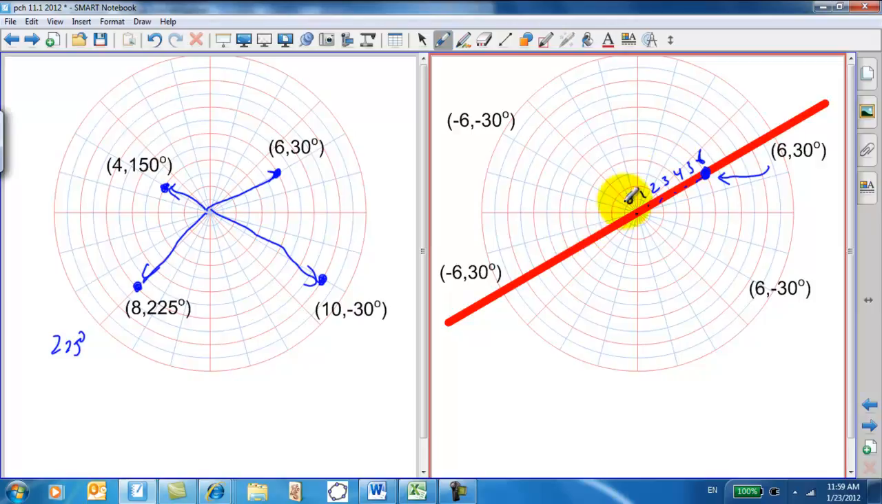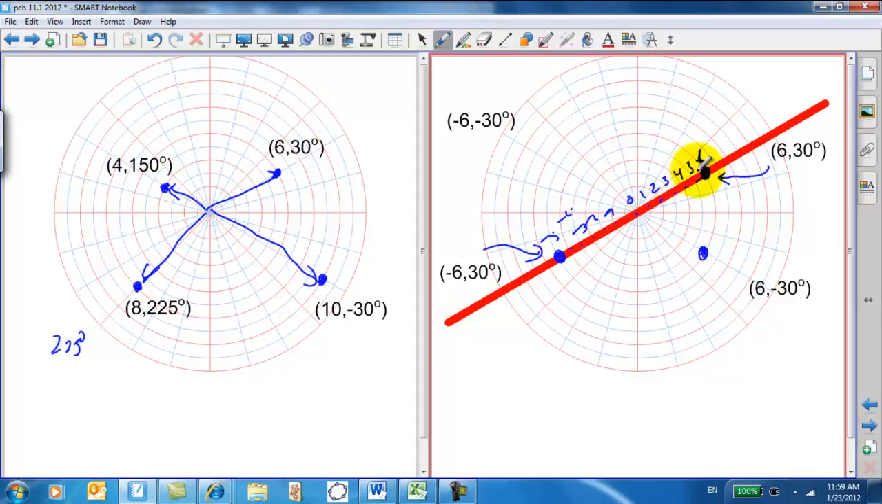So think of your ruler going this way too: -1, -2, -3, -4, -5, -6. So there's your -6 at an angle of 30 degrees. This negative number on the R is actually going to put you in the opposite direction. So that's what happened here with 6 at an angle of -30 down here.